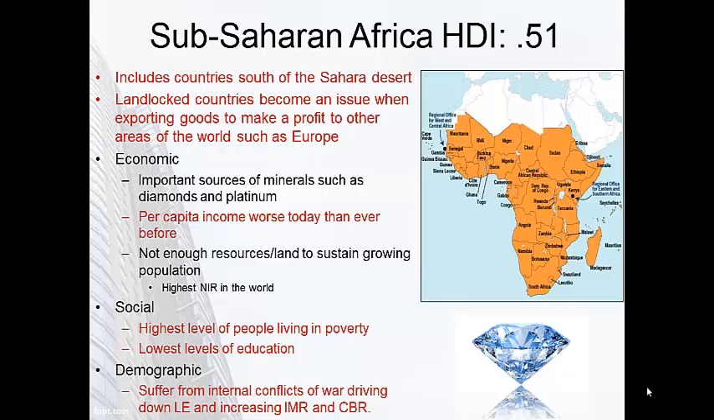There's not enough resources, there's not enough land to sustain this growing population, which has the highest NIR in the world. People are being born and they cannot sustain them. Socially speaking, this is the highest level also of people living in poverty with the lowest levels of education. And as we learned before, those two together, just not a good mix. Now, demographically speaking, this area also suffers from internal conflicts of war, which drives down life expectancy and infant mortality rates.